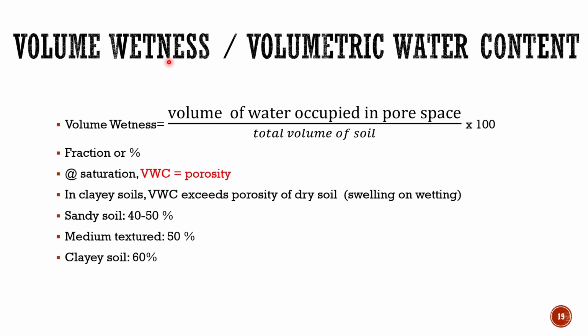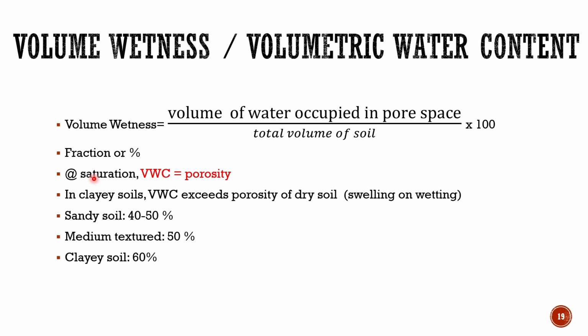The next is volume wetness or volumetric water content. Here we are considering volume instead of mass: the volume of water occupied in the pore space divided by the total volume of the soil into 100. So per 1 centimeter cube of soil, how much volume, how many milliliters, of water occupies the pore space. It is also represented as a fraction or percentage. At saturation, water holding capacity is equal to porosity.